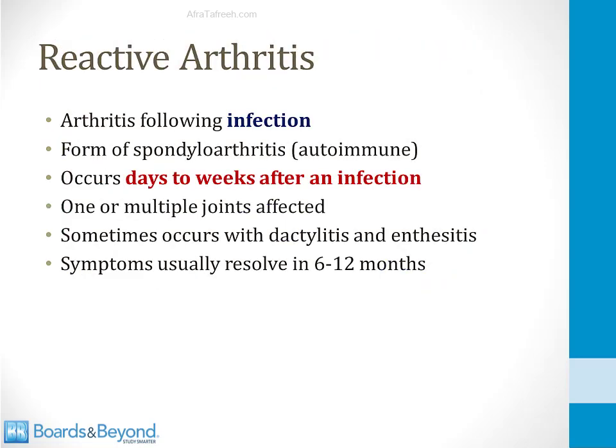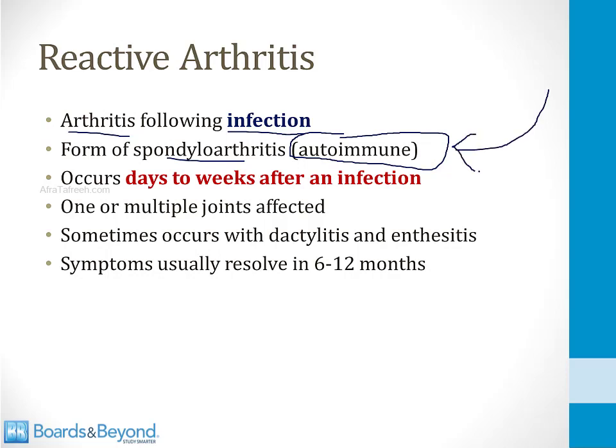The last disorder we'll talk about is reactive arthritis, and it's called reactive because it's an arthritic condition that follows an infection, and therefore it is reacting to the infection. It's a form of spondyloarthritis, and that means it's autoimmune, and this is important for your board. So if they describe to you arthritis following an infection, you might be inclined to think that that's spread of the infection to a joint. However, if it is a case of reactive arthritis, it's actually an autoimmune process triggered by the infection.